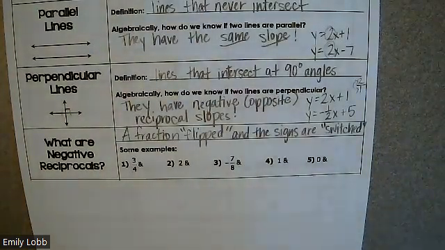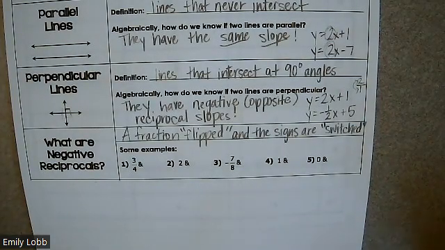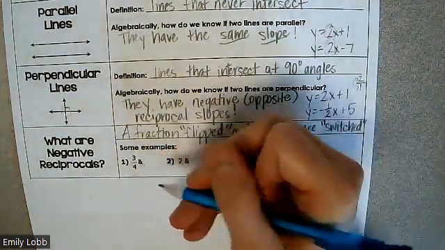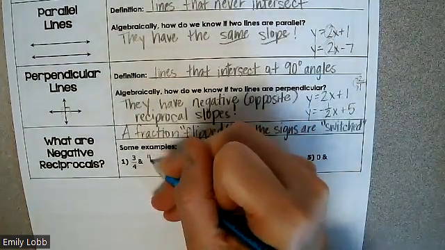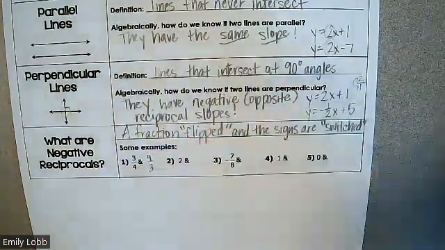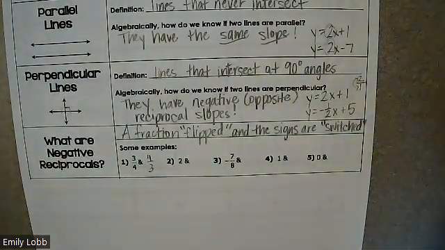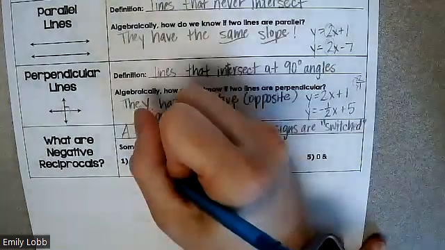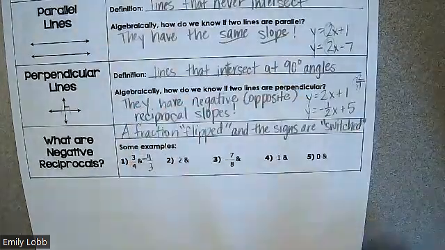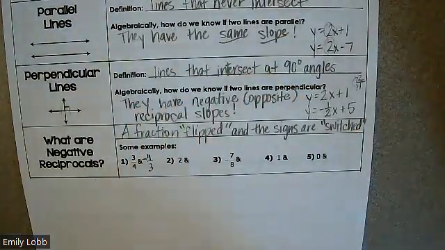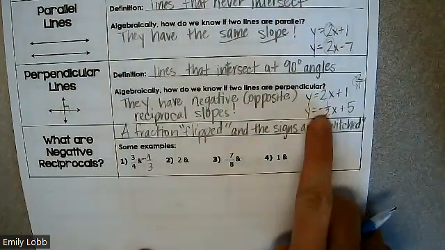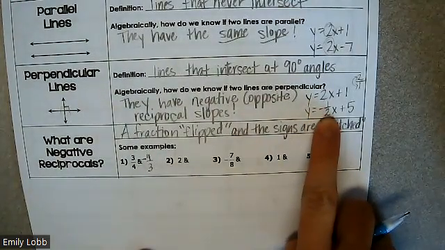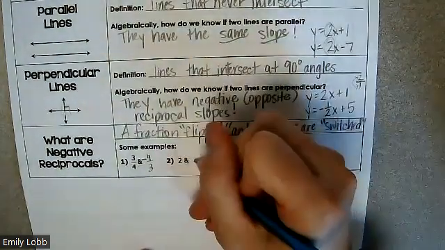Instead of 3 over 4, if we flip that fraction, it becomes what? What's on the top now? 4 over what? 3. So that's the fraction flipped. What's the opposite of that? Negative. So the sign gets switched to negative. 2. This is what we looked at here. What's the opposite reciprocal of 2? Negative 1/2.